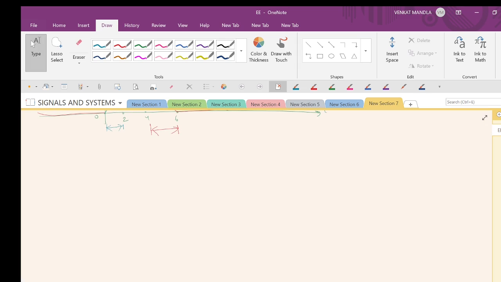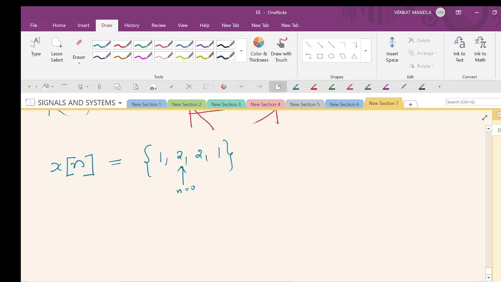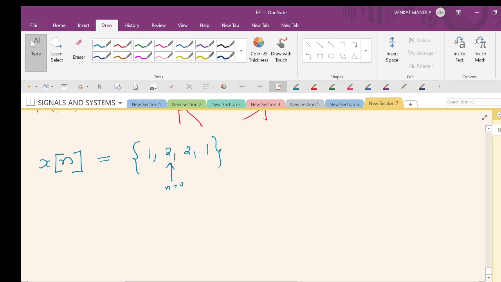Discrete time signals, linear convolution. I can explain one example and leave it. X of n, just say a discrete time signal, some 1, 2, 2, 1. Okay, this is a discrete time signal. Let us say it starts at n equal to 0 here. Okay, the arrow mark represents the index, the indication of 0.